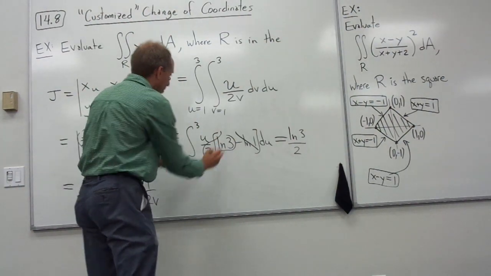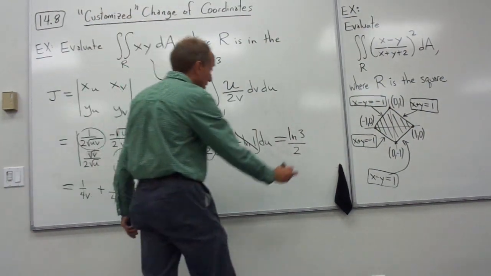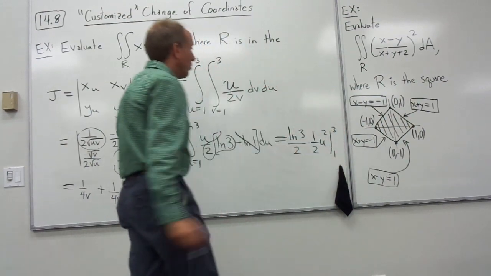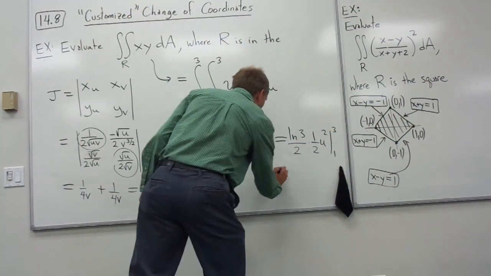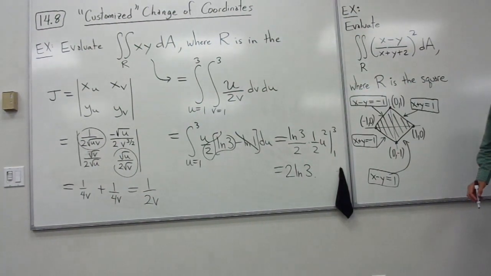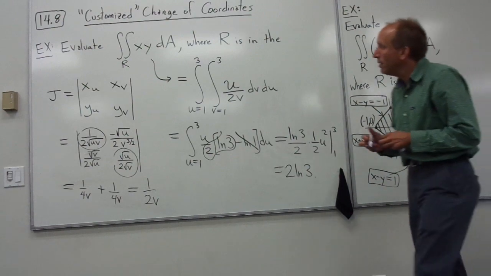So that's this constant here. I can just simply integrate u du. It gives me a 1/2 of u squared from 1 to 3. And I think if you just take a minute and work all of that out, you're going to get 2 times the ln of 3.